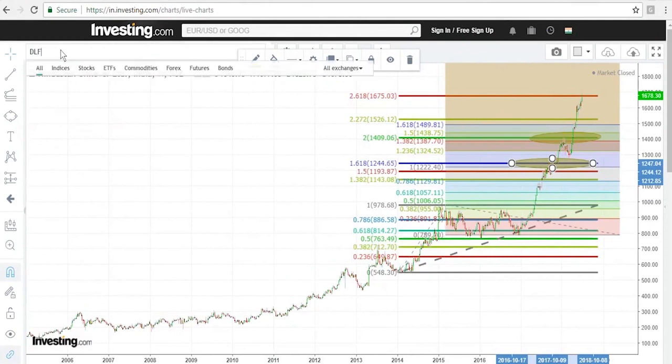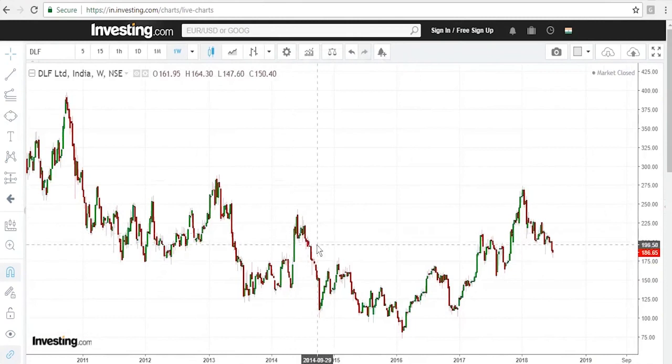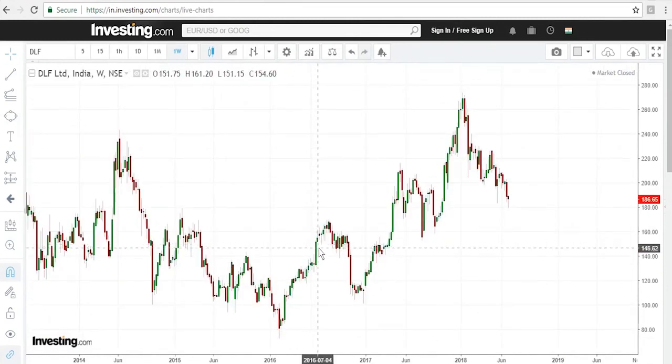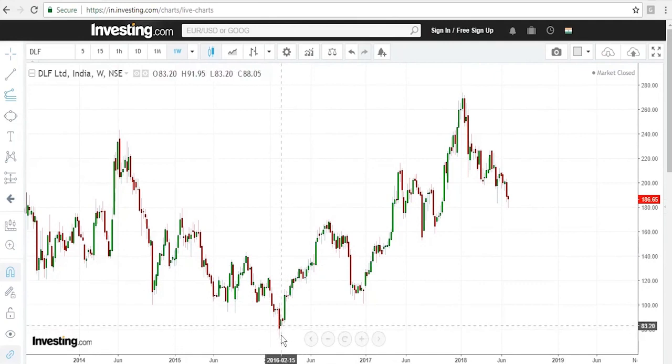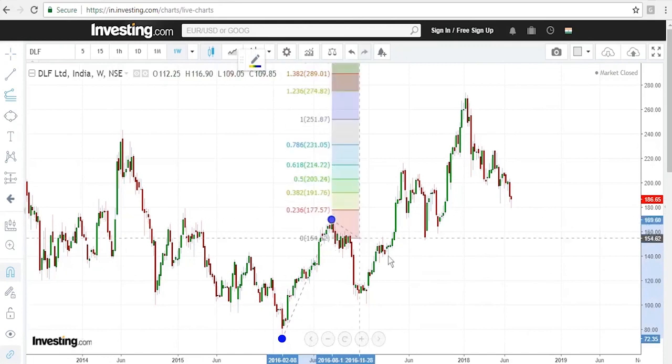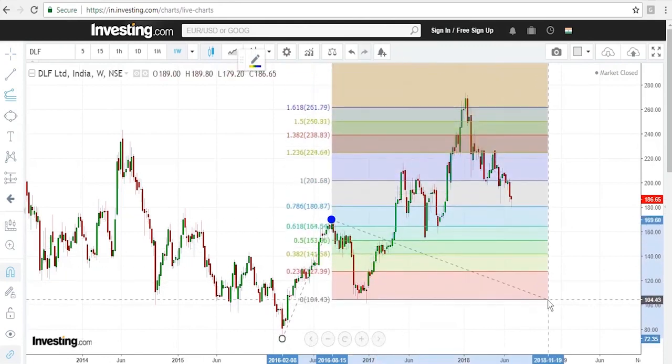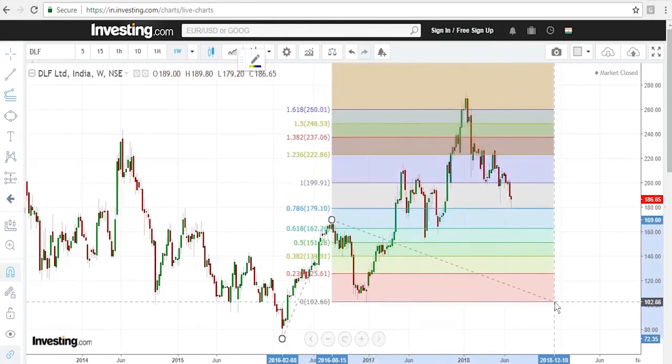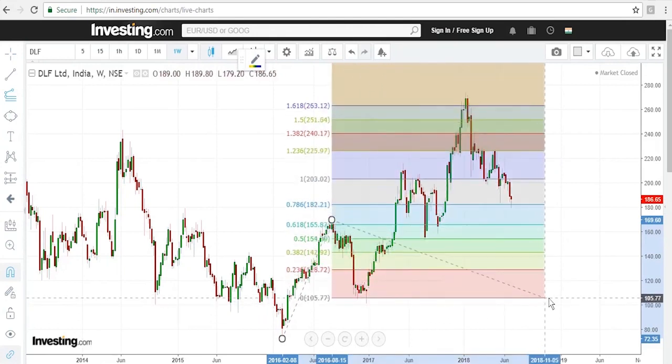Let me look at the DLF chart. Again in the DLF, let me draw the extension first. This was a very important move, and then there was a correction. From this point I extend.